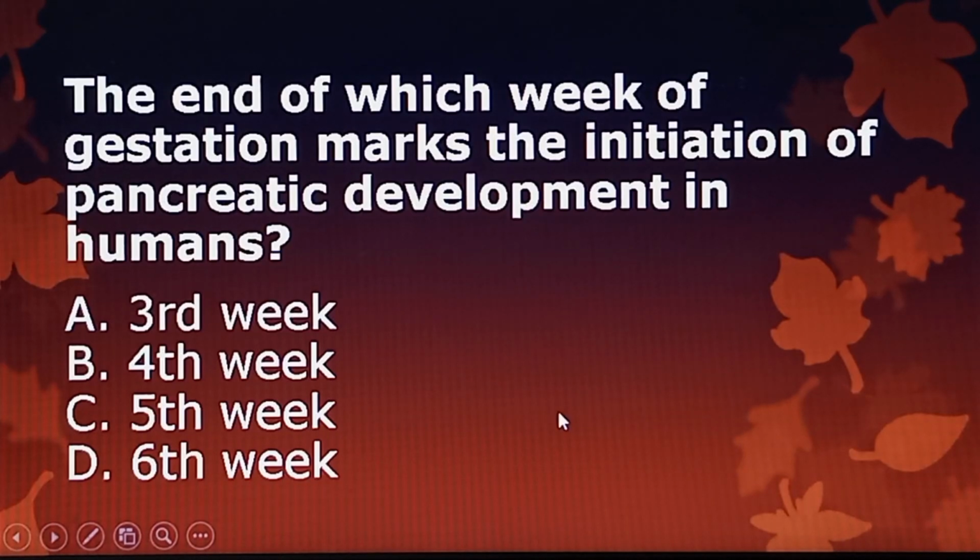Now we go to question number 3 in a rapid section. It says that at the end of which week of gestation, in other words, which week of intrauterine life marks the initiation of pancreatic development in humans? My friends, one thing I want you to understand is that we have the 3rd week, 4th week, 5th week, 6th week. But as far as the termination of the 4th week of embryonic development is concerned, we see the commencement of the development of the pancreas. You can say 4th, 5th week, but the 5th week we are talking about the initiation. But as far as the terminal portion of the 4th week is concerned, the answer is going to be of course the 4th week. So please, I want you to understand that.